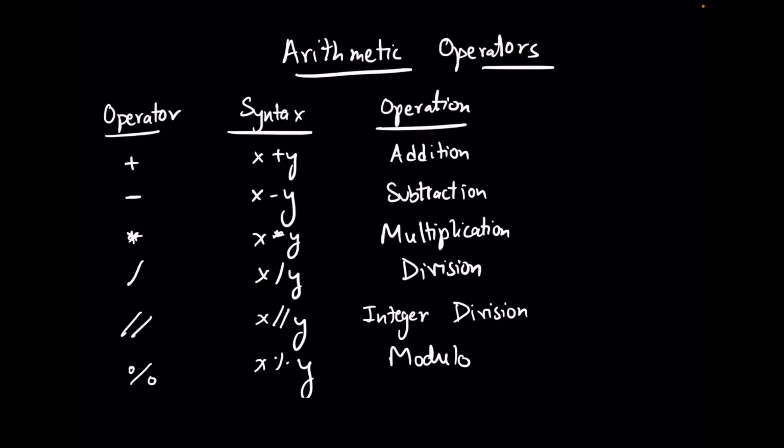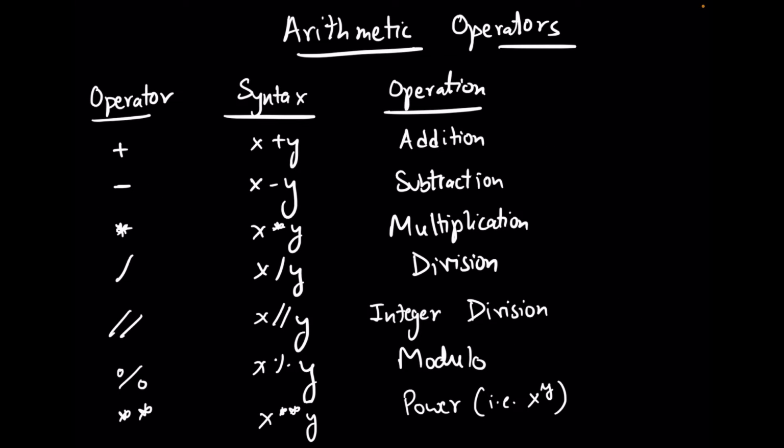This percentage operator is something that we call the modulo operator. It performs something known as the modulo operation. What this operation does is that it returns the remainder when x is divided by y. So x percentage y, if written in your code, will return the remainder when x is divided by y. Let's look at another arithmetic operator now.